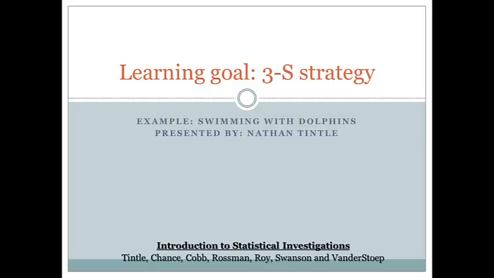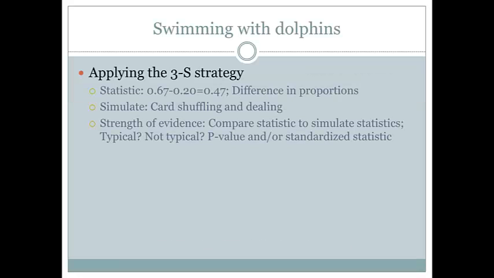In this Learning Goal video, we will talk about how to apply the 3S strategy to the Swimming with Dolphins dataset. Remember the 3S strategy: statistic, simulate, strength of evidence. The statistic for this study is the difference in proportions, 0.47. To simulate, we will use card shuffling and dealing, and to assess the strength of evidence, we'll ask how frequently does the observed statistic, 0.47, or more extreme, occur in our simulated data.